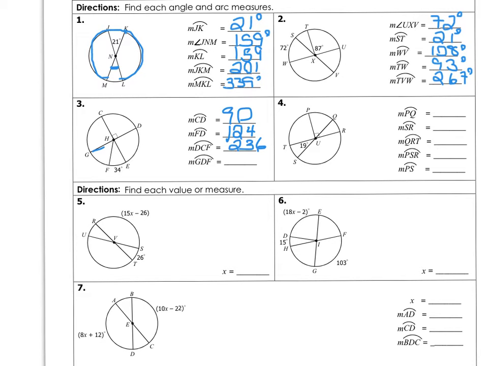Okay, the next one we're going to do is GDF all the way around. So what we need to know is how much is GF. We know how much this one is, it's 90, right? We know how much this one is, it's 90. And so this is 34. Add it all together and you get 304.